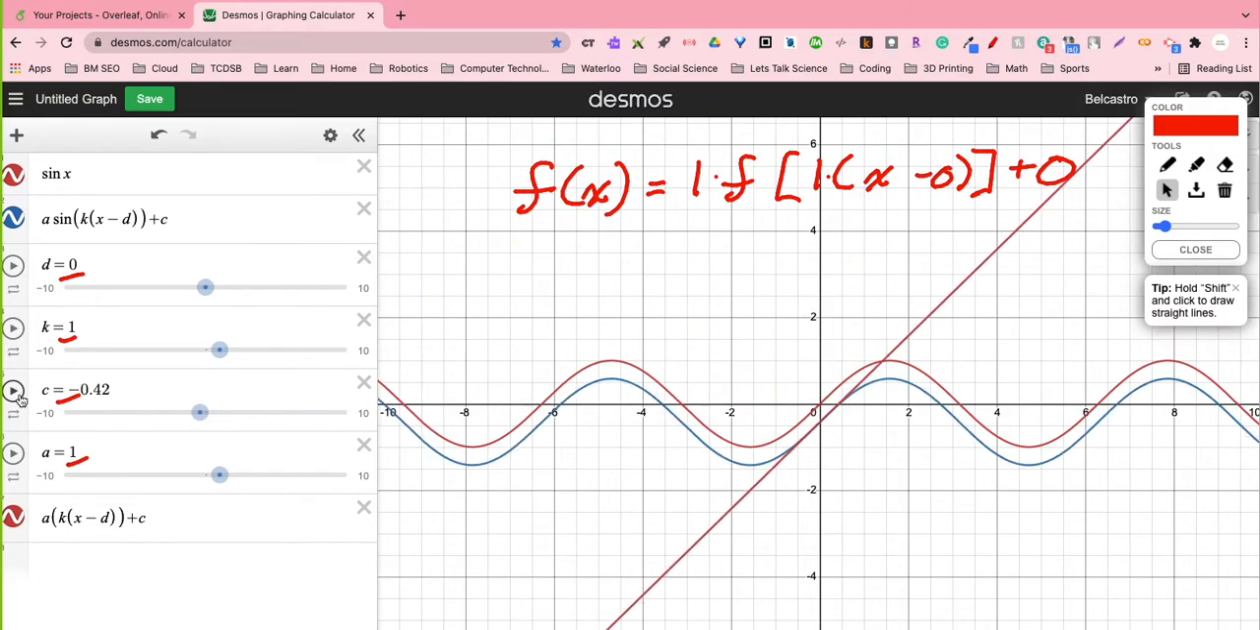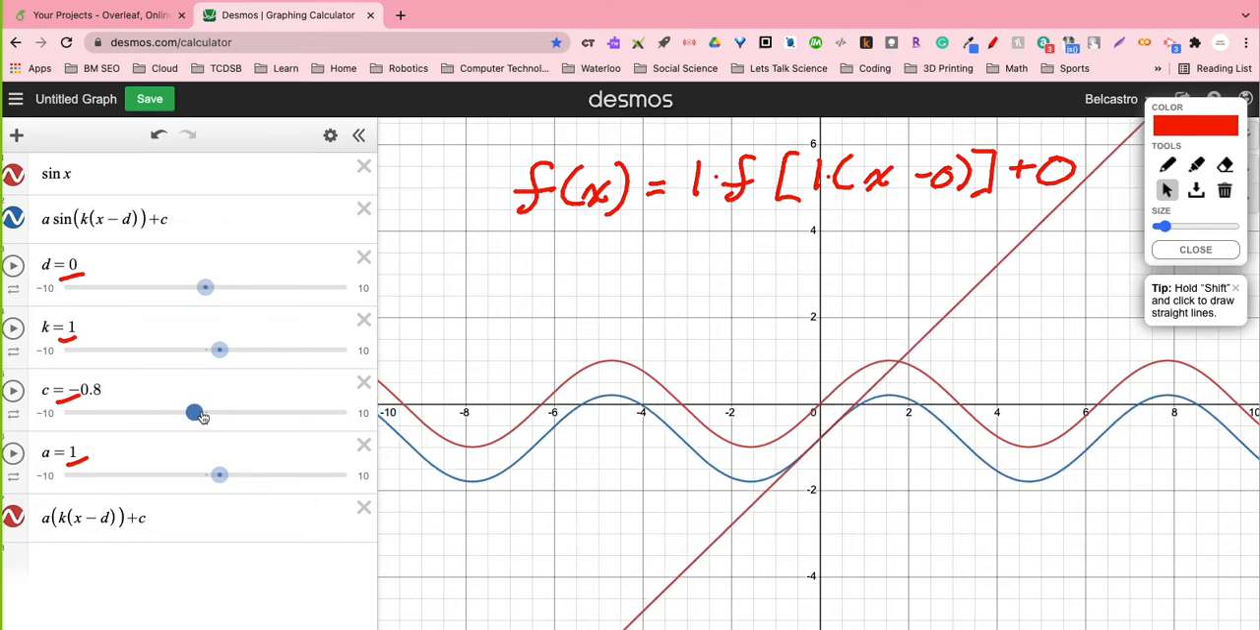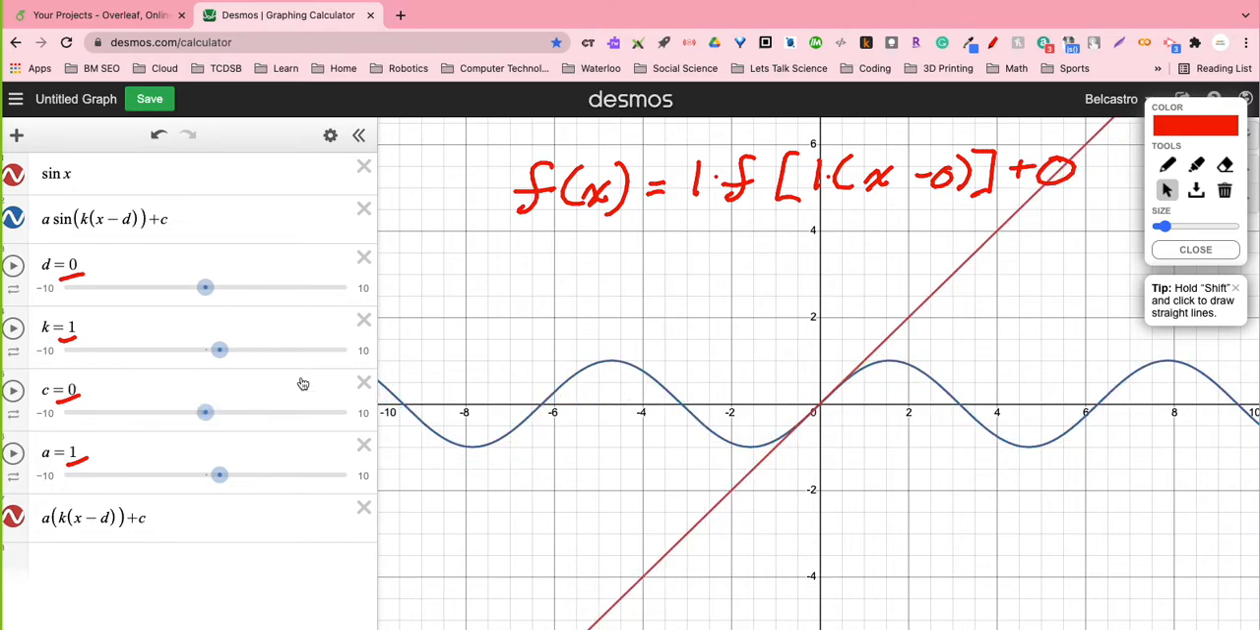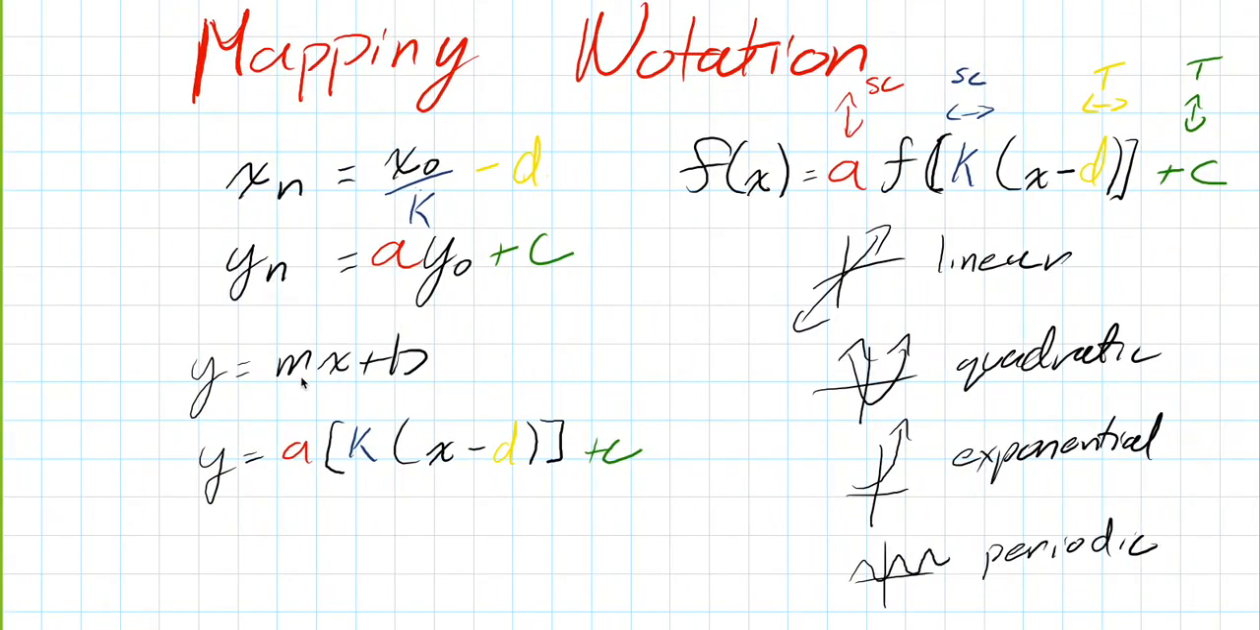Okay, so these four things are essentially how our functions can change. Now, how does that help us with our mapping notation? Our mapping notation here, when we get a function and we get a coordinate, this stands for the new x coordinate. I just put an n there. That just means the new x coordinate. So after we've applied a k and a d, where's the new x coordinate? Same with y. Where's the new y coordinate once we've applied the a variable and the c variable? And the o just stands for old x coordinate and old y coordinate.